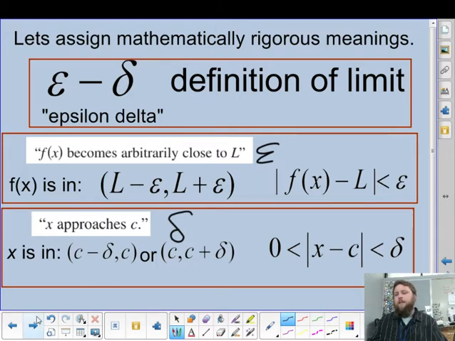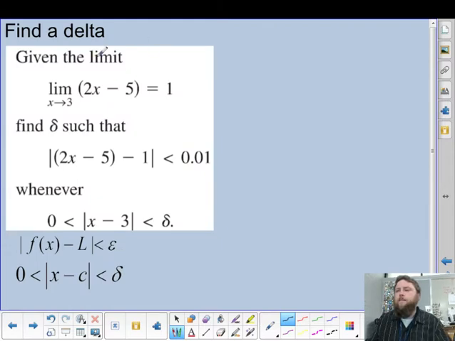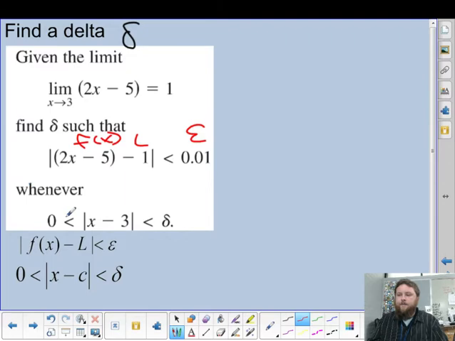And how do we apply this to a problem? I want to find the delta in this problem. I'm given that the limit of 2x minus 3 as x approaches 3 is 1. So I want to find a delta such that the absolute value of f of x minus L is less than 1/100th, which is going to be your epsilon, whenever the absolute value of x minus 3, and 3 is your c, is between 0 and delta.